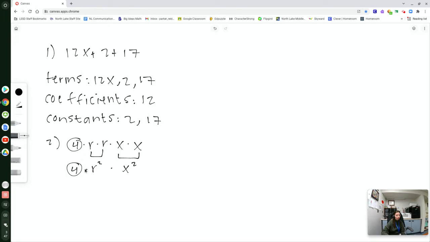So I end up with 4 times r squared times x squared. And then I can get rid of those multiplication symbols if I would like, because if they're all touching, it automatically means they're multiplied. 4r squared x squared. 4 times 2 r's times 2 x's.